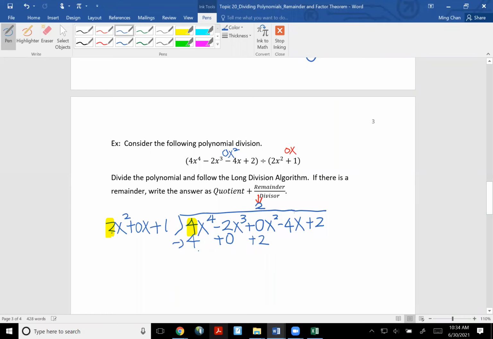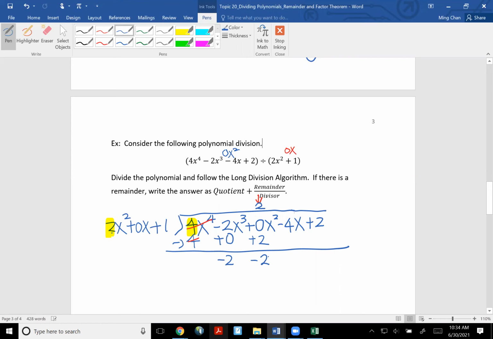Long division, we will subtract. Remember, the first term always cancels out. 4 minus 4 cancels out. Negative 2 subtract 0 is still negative 2. Be careful. This is 0 subtract 2, not 0 plus 2. 0 subtract 2 is negative 2.